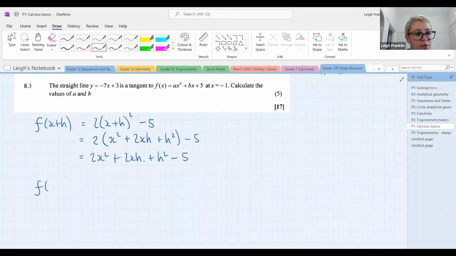We know that f of x is equal to 2x squared minus 5. What I do, and you guys don't have to do this if you don't want to, is I then work out what f of x plus h minus f of x is going to be equal to, and then I take that and sub it in.